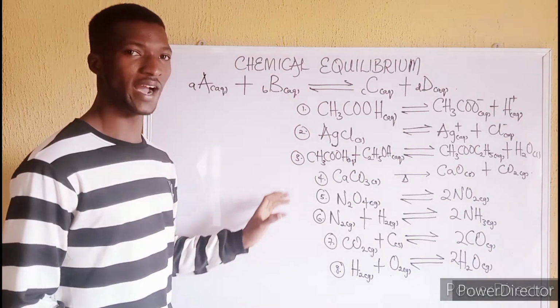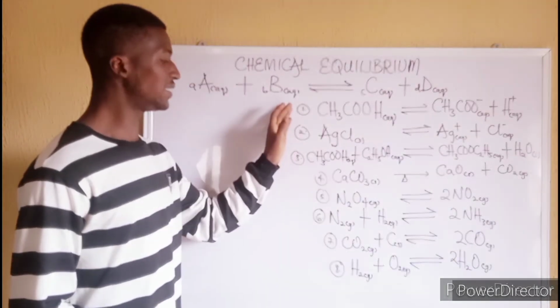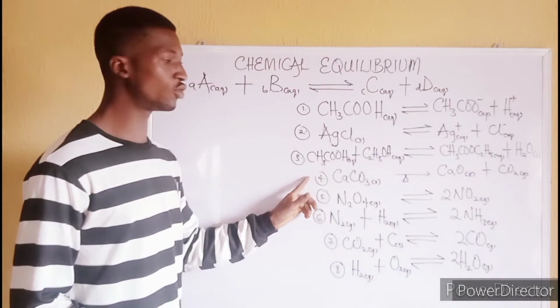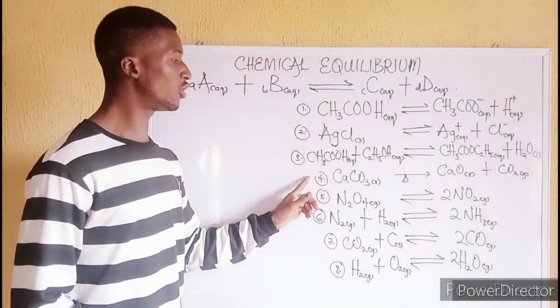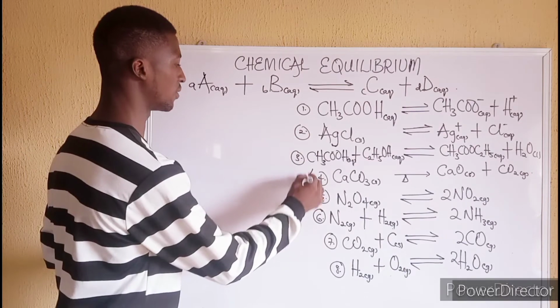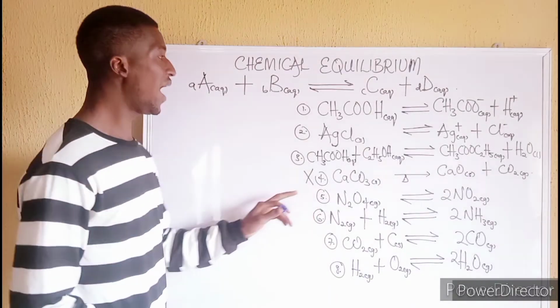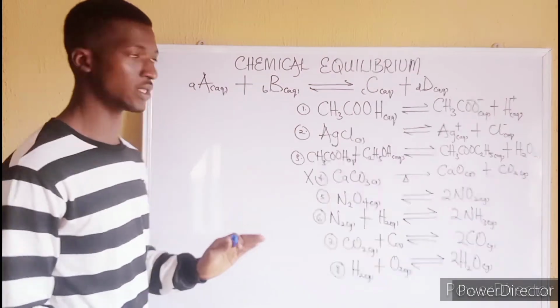Looking carefully at the reactions given here, realize that from reactions 1 to 8, reaction 4 alone is said to be irreversible. So this reaction is not at equilibrium. Reaction 4 is not at equilibrium. How do we then determine the equilibrium constant?